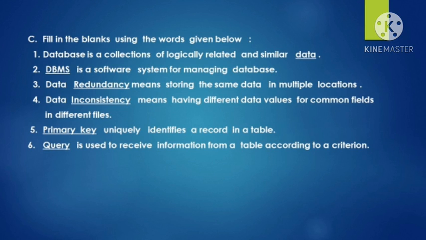DBMS. Question number 3. Data redundancy means storing the same data in multiple locations. Question number 4. Data inconsistency means having different data values for common fields in different files. Question number 5. Primary key uniquely identifies a record in a table. Question number 6. Query is used to retrieve information from a table according to a criterion.